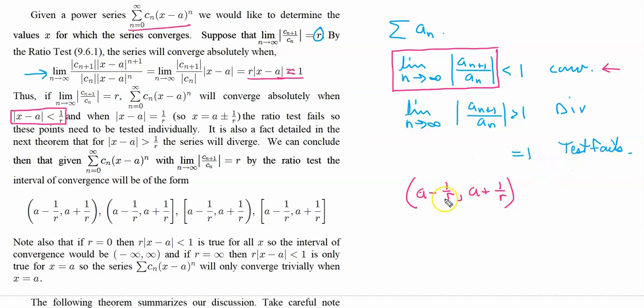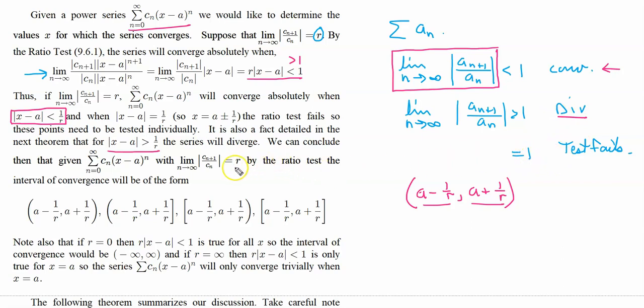So what you have to do then is to determine if you have convergence or divergence at these endpoints, you must put these values in for x and test the series in each case individually. Now it's also a fact from the ratio test that if this quantity right here is bigger than 1, so in other words x minus a is larger than 1 over r, then the series will actually diverge, and that also comes from the ratio test.